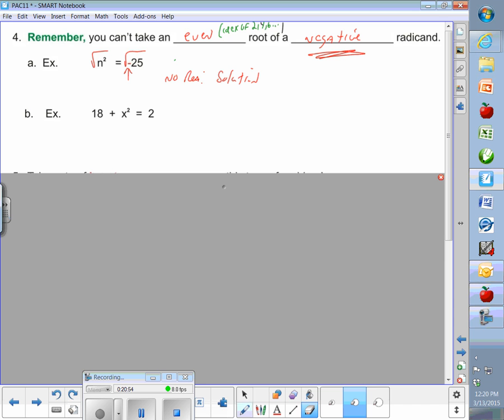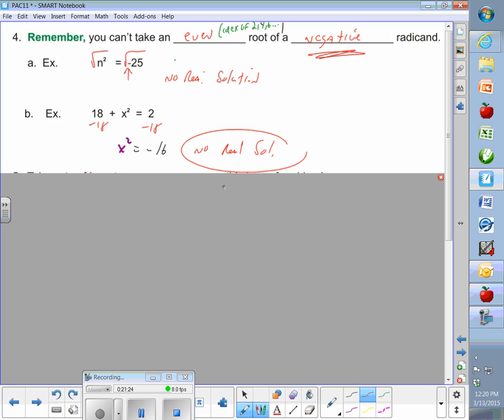So again, you get to a problem like B. You go to isolate your squared term by adding a negative 18 to both sides, right? At that point, you get x squared equals negative 16. Do you waste any more brain power? Do you waste any more time? You do not. You stop. Don't take the square root of both sides. You can't. The quantity on the other side is negative. You stop and say, no real solution. And that's it. You're done.